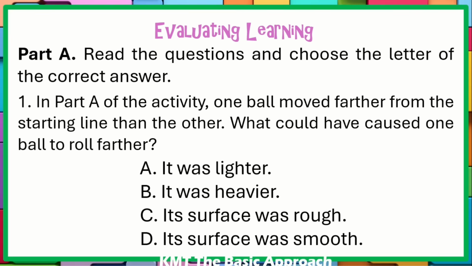A. It was lighter. B. It was heavier. C. Its surface was rough. D. Its surface was smooth. What is the correct answer? Correct! Letter B. It was heavier.